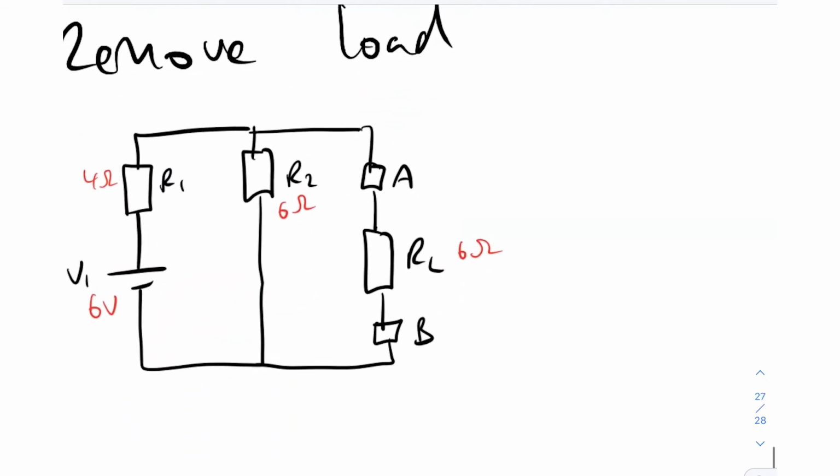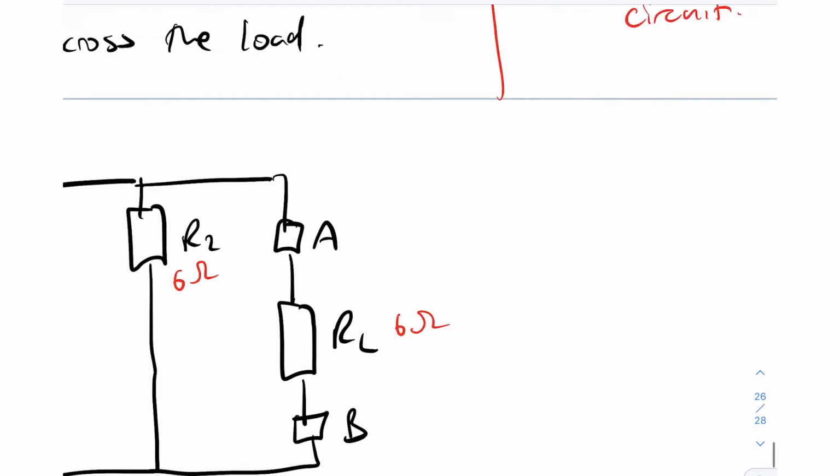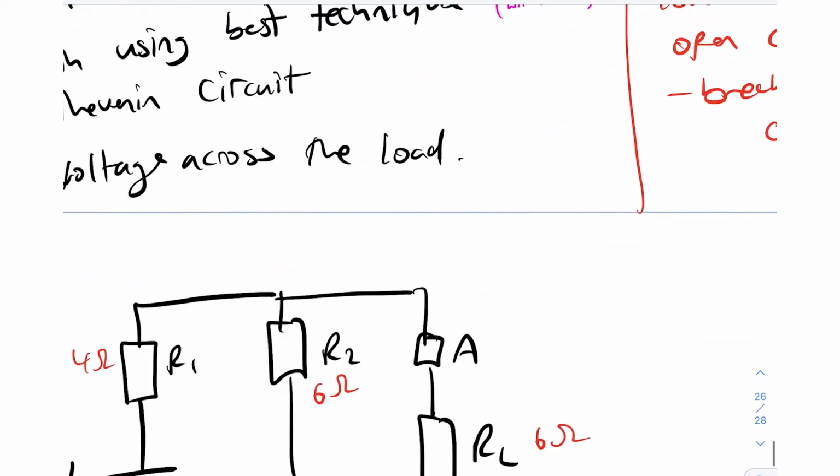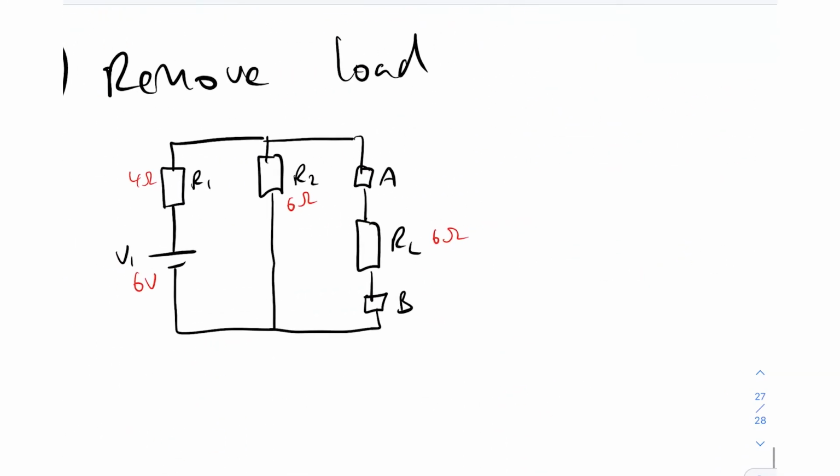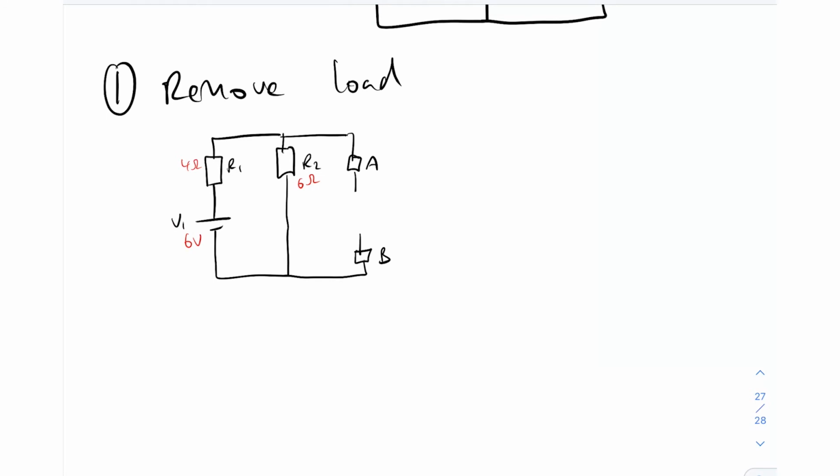Okay, so how do we remove the load? As I mentioned here, we replace the load with an open circuit. What's an open circuit? You literally just take your rubber and rub it out. And there you go. You've now removed the load. Step one. Nice and easy, right?